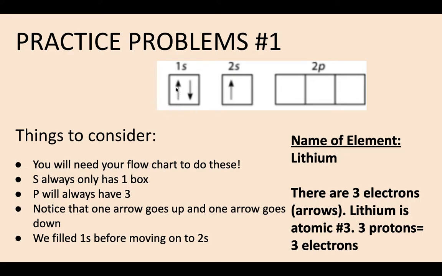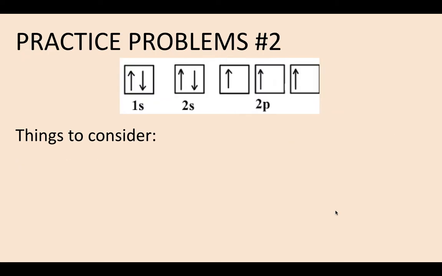Okay, notice that one arrow goes up and the next one goes down. And we filled 1s before moving on to 2s. It's kind of like a video game. You can't go on to the second level until you finish the first. So if we want to figure out the element, we can count the electrons. There's 1, 2, 3. Looking at the periodic table, we know element number 3 is lithium, and there are 3 electrons or arrows, and lithium's atomic number is 3, so 3 protons is 3 electrons.